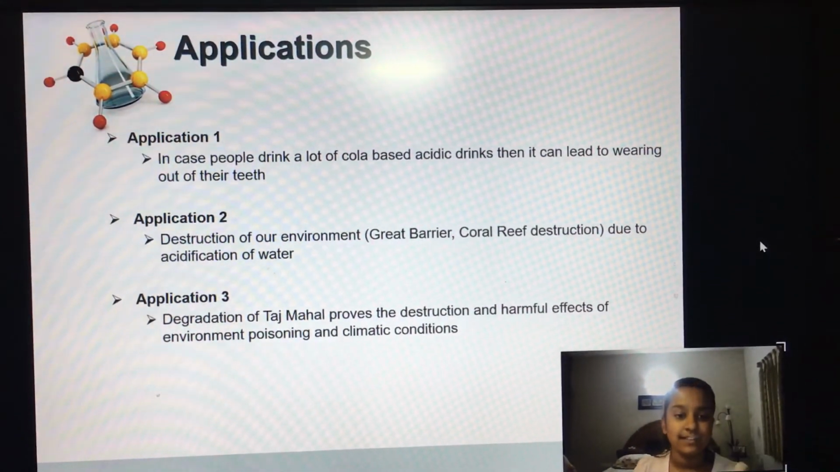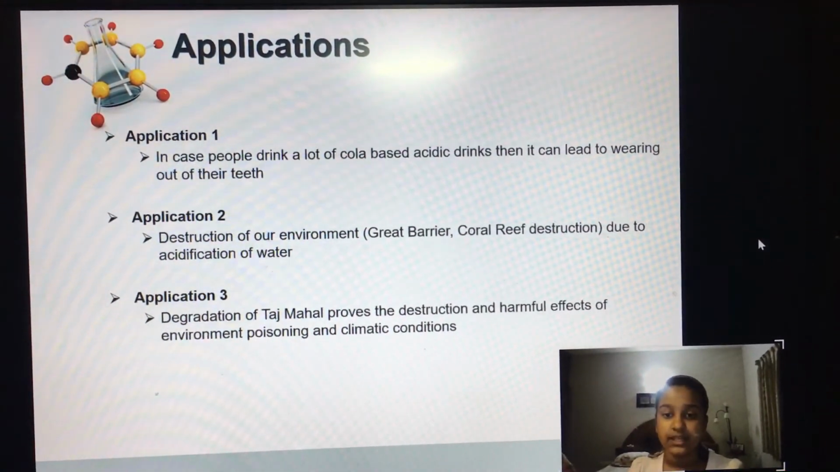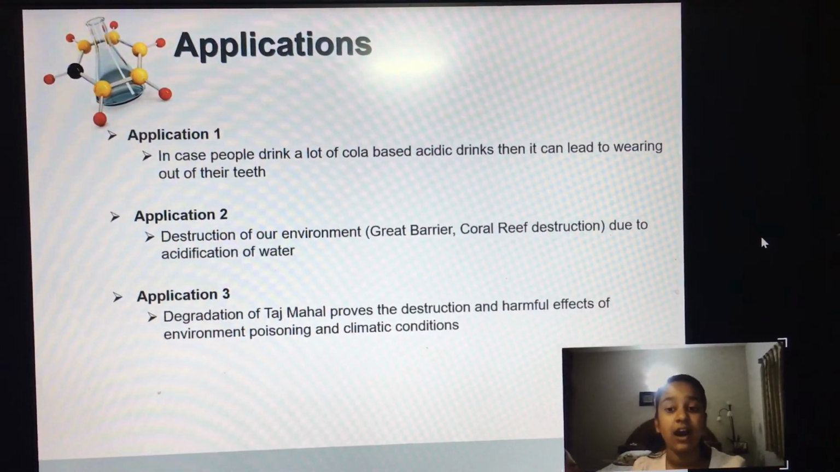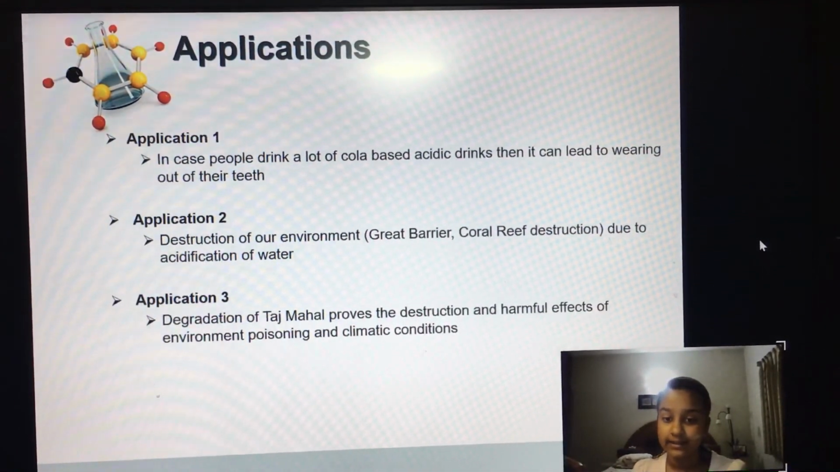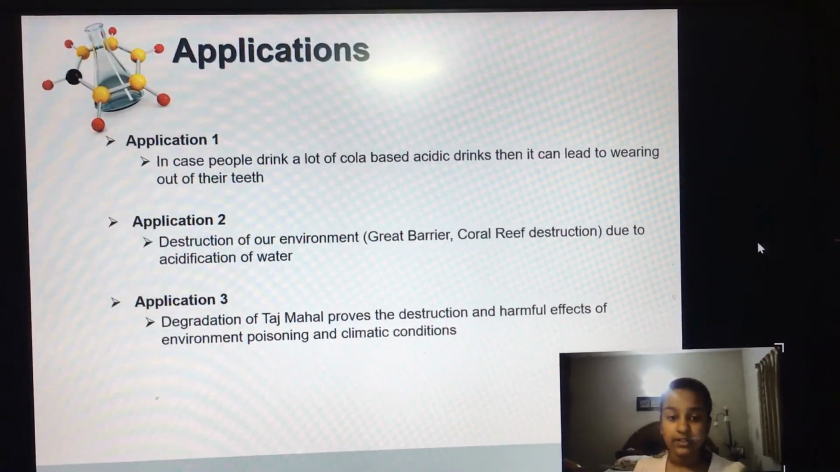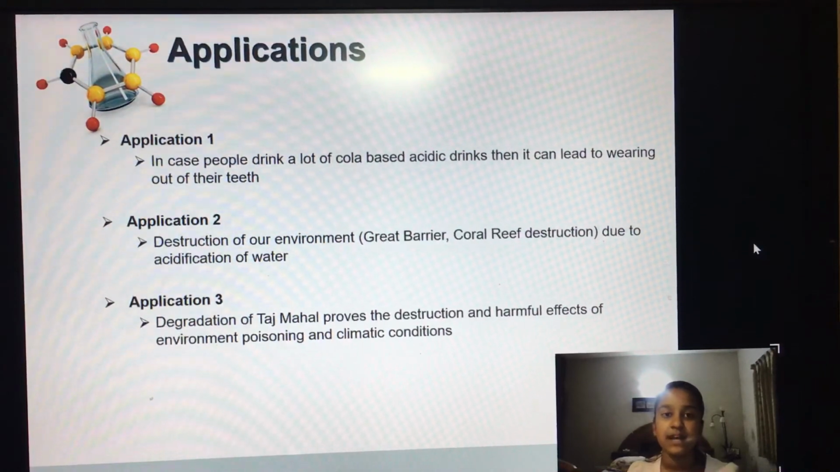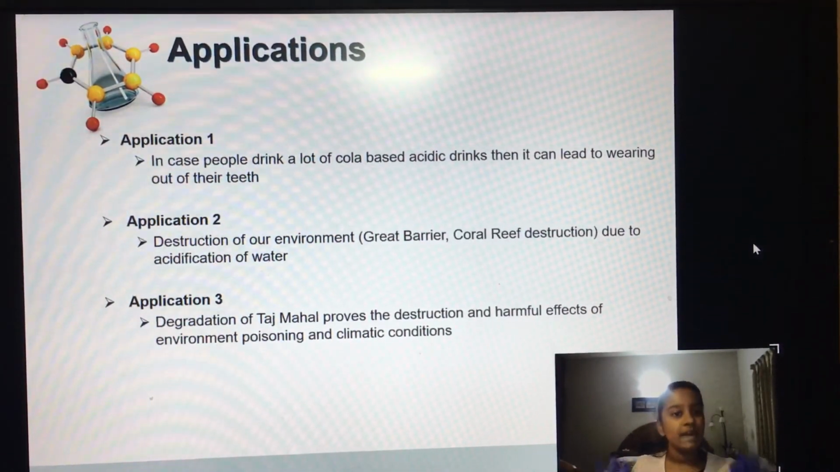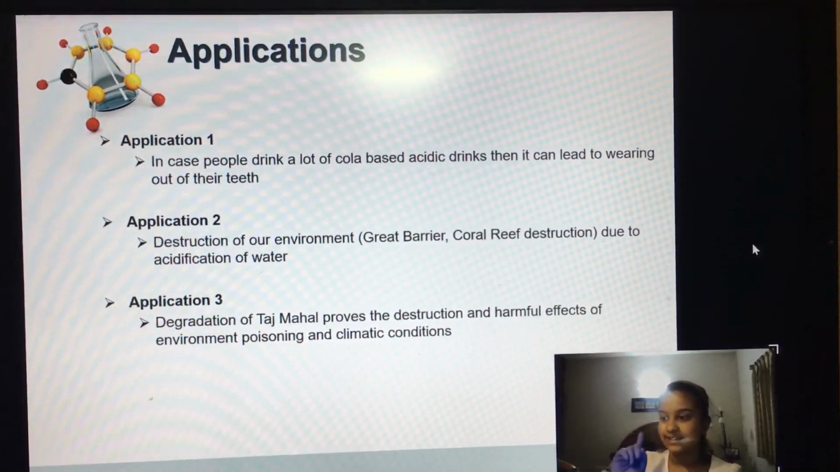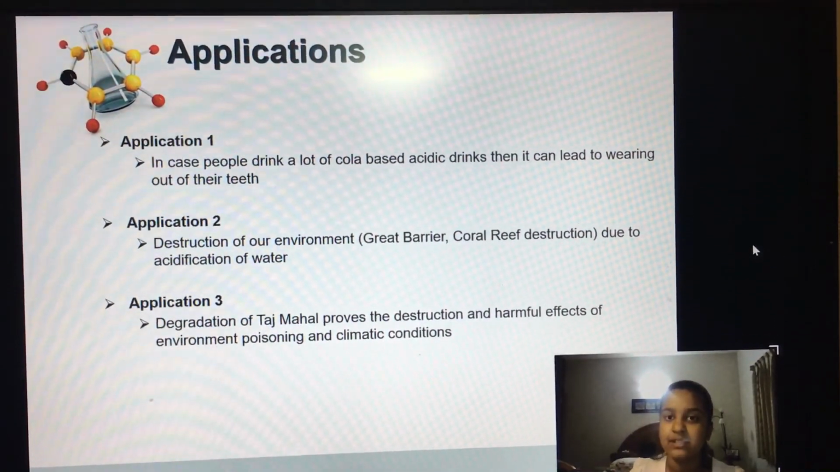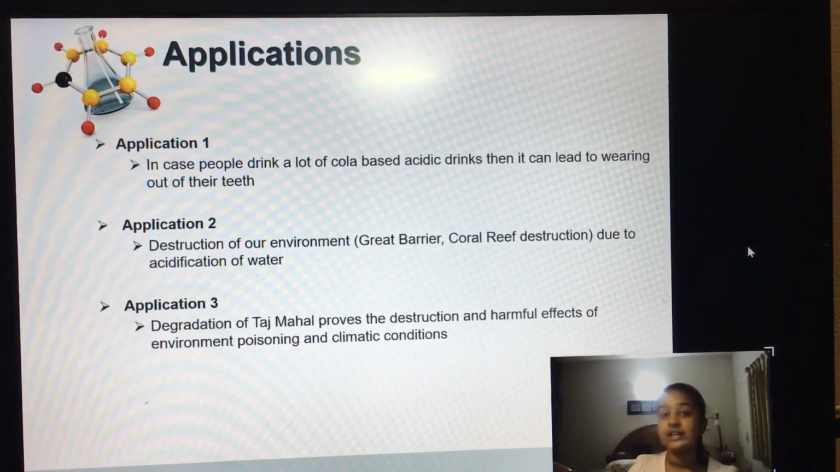And the third lesson is the degradation of the Taj Mahal. It proves the destruction and harmful effects of environmental poisoning and climatic conditions. What I'm trying to say is that the Taj Mahal, as we know, is made out of white marble, and white marble is made out of calcium. So again, leading to the eggshell experiment, we don't want what is happening to the eggshell to happen to our Taj Mahal.